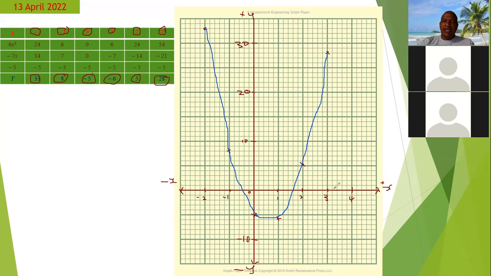All right, now the key thing here, we are using this graph to solve the equation. So how do we solve the equation? We just simply look for where the graph cuts the x-axis. So it cuts the x-axis right here. So it's 2 places that it cuts the x-axis. It cuts it right here, and it cuts it right here. Now, all we have to do on our graph paper now is to read the values at those points.